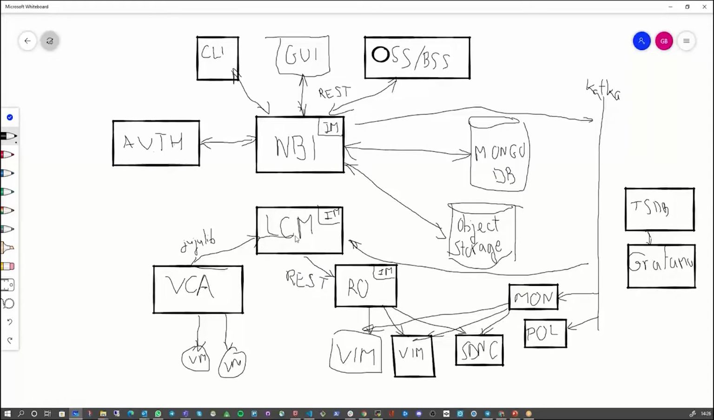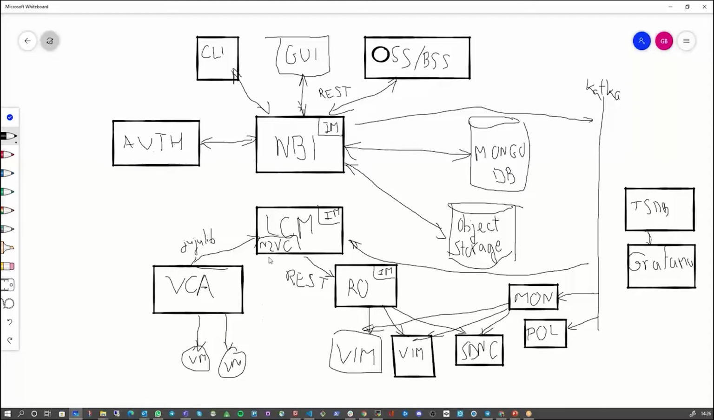It's N2VC. That's the library that interacts with the VCA. That library is not only in charge of talking to the VCA, but it's also handling all the interaction with the K8s clusters. So for the K8s clusters, instead of relying on the RO, we thought that we didn't need to overload the RO with that load.